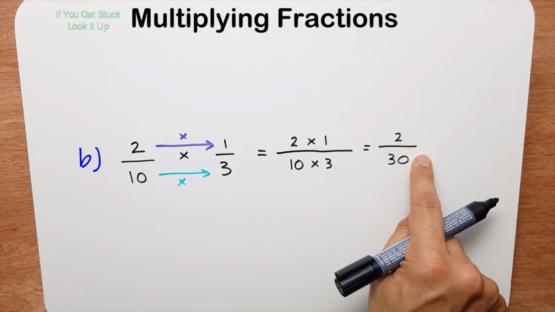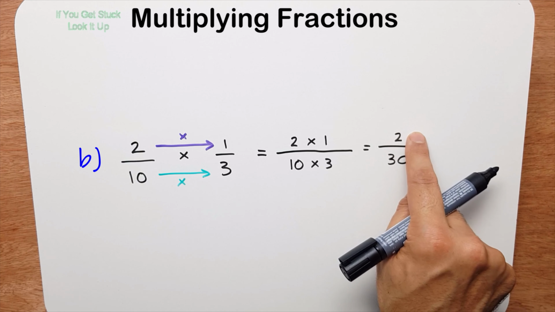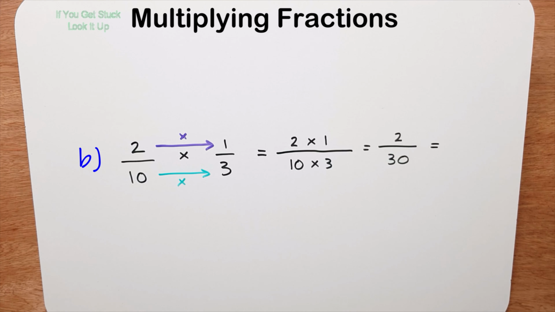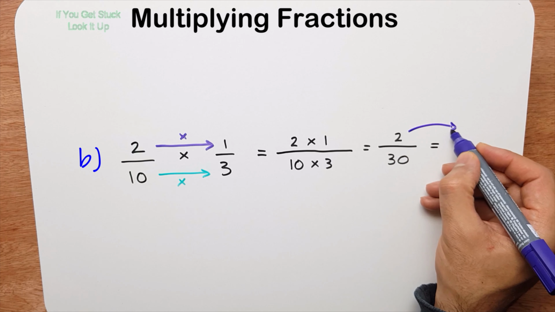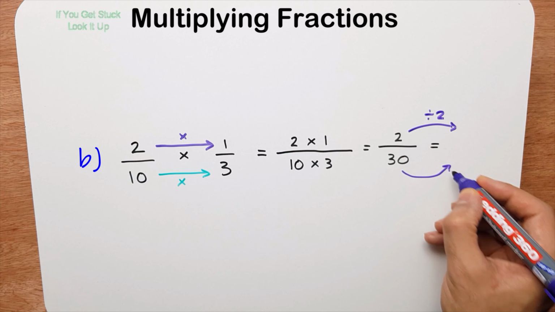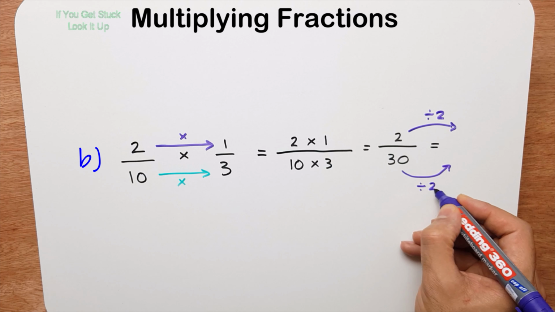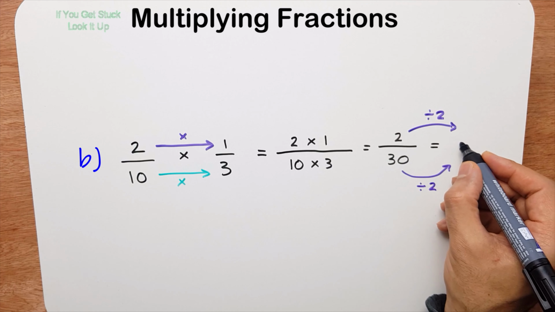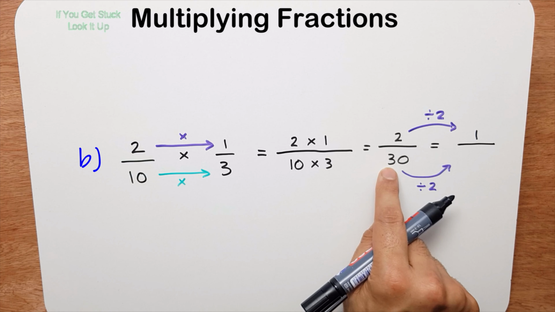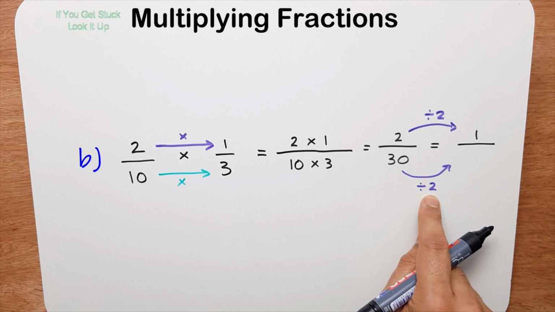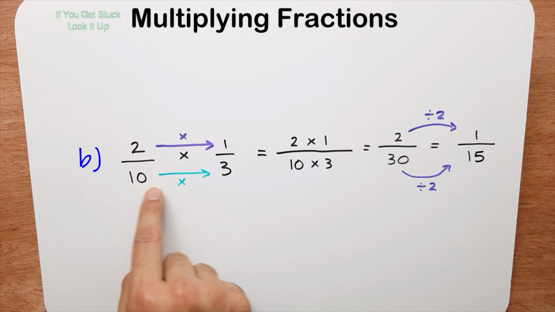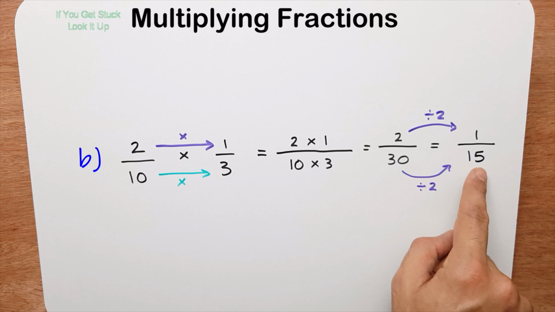Now, if I look carefully, I can simplify this, and I know that they're both even numbers. So I can divide the top number by 2, and whatever I do to the top number, I have to do to the bottom number. I have to divide this by 2. 2 divided by 2 is 1. 30 divided by 2 is 15. So 2/10 times 1/3 is 1/15.